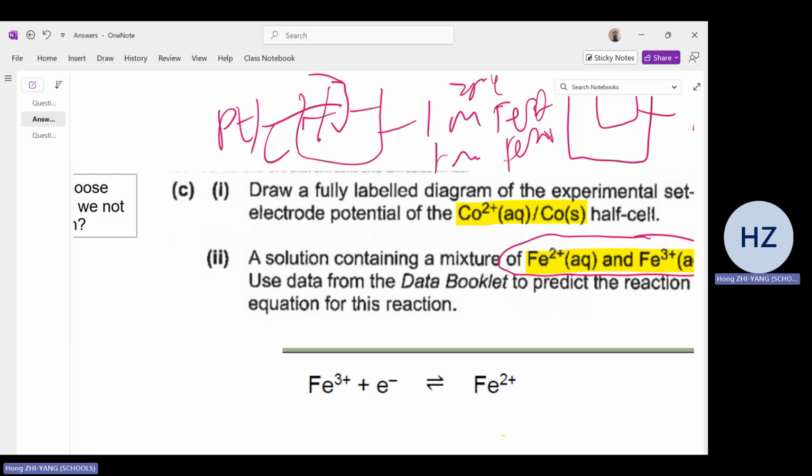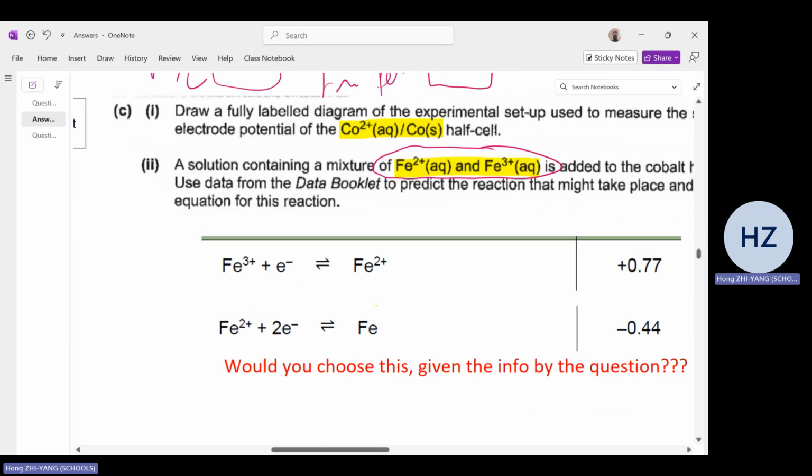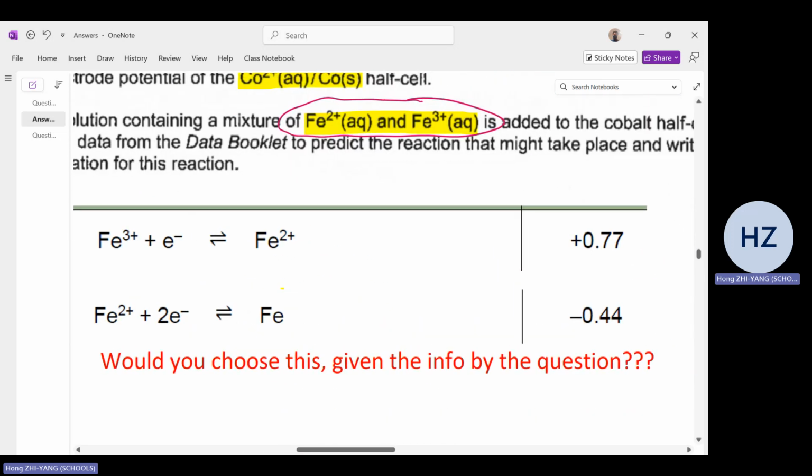If you're struggling with this, it means that you are not reading your galvanic cell lecture notes, the starting part, properly. You better reread that. Now, here's my answer to this. The question actually tells you it's Fe2 plus and Fe3 plus. So would you choose this half equation?